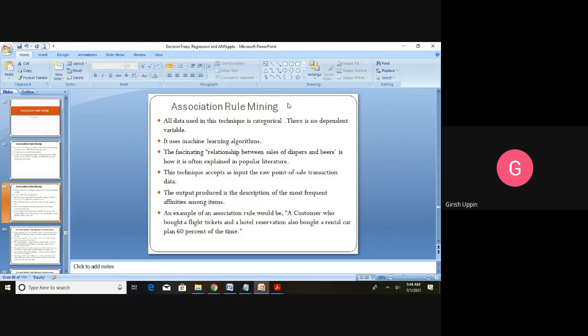All data used in this technique is categorical. There is no dependent variable. As I told you before, we will not have any target or dependent variable, and all values are categorical. Categorical means it will have some kind of category. For example, the category could be size: small, medium, and large. Those kinds of variables are called categorical variables. It uses a machine learning algorithm.